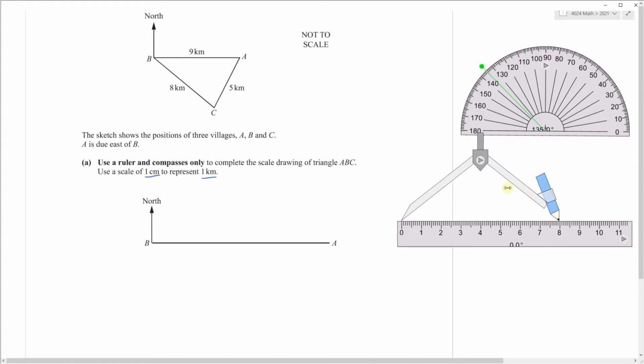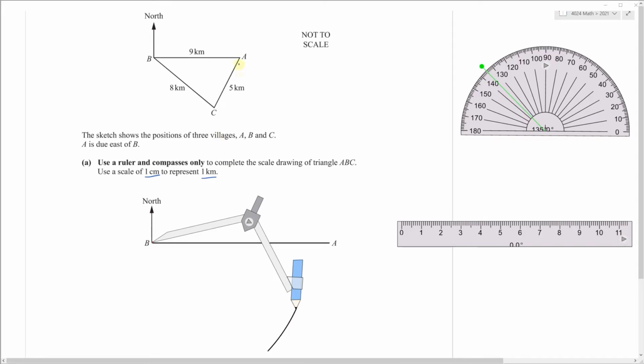And then I'll draw an arc which will represent all points that are 8 centimeters from this point B. Since it is below AB, I'll draw the arc below the line AB. So something like this.